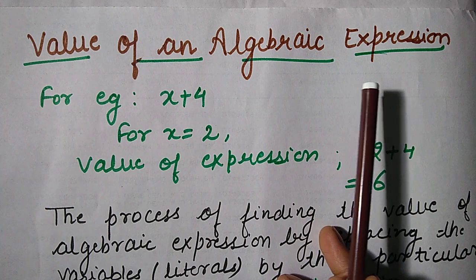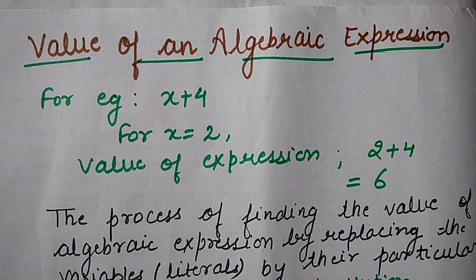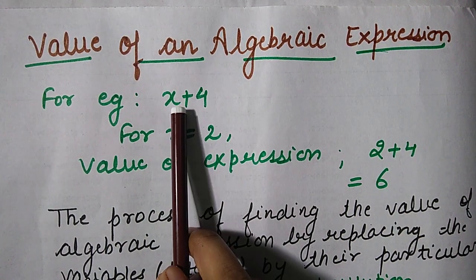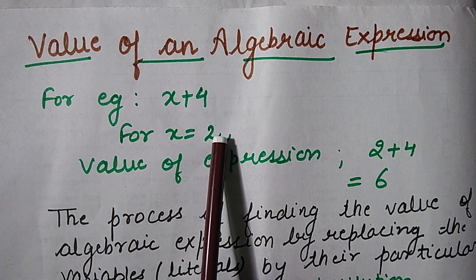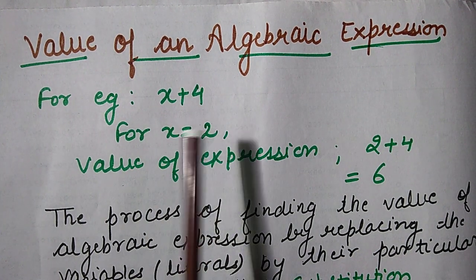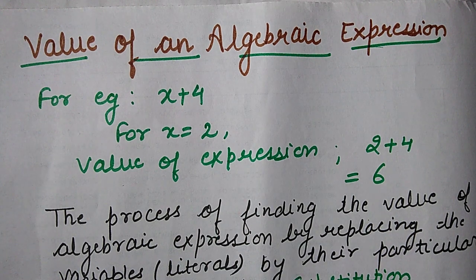So, value of an algebraic expression. As you know, an algebraic expression contains one or more variables which represent numbers. The value of the expression depends upon the values of the variables. Okay, first thing, the value of the expression depends on the value of the variables. In order to obtain the value of the expression, we simply replace each variable by its value and get a numerical expression, and then we will simplify that numerical expression.